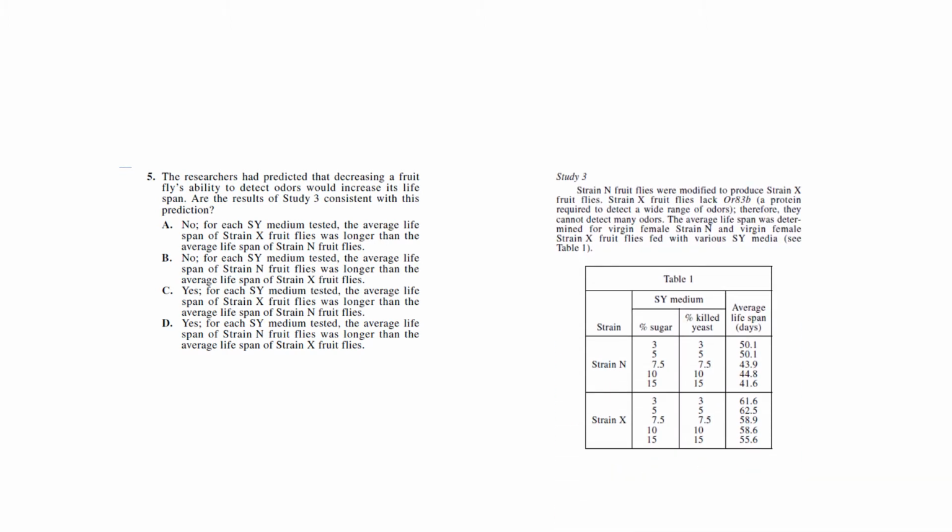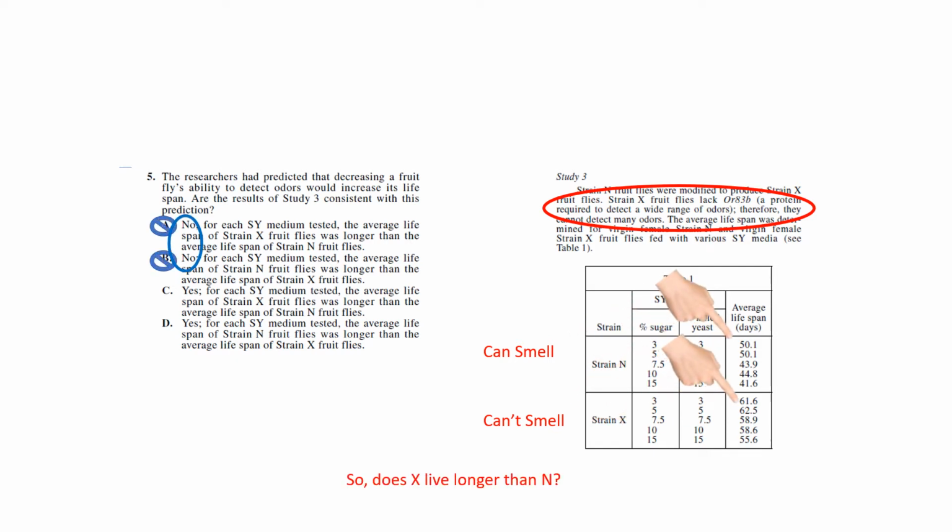The researchers had predicted that decreasing a fruit fly's ability to detect odors would increase its lifespan. Are the results of study 3 consistent with this prediction? So we see in study 3 that strain X cannot smell, strain N can smell. So we're going to look at the percent mediums tested. We're going to see which one lives longer. Does X live longer than N? Yes, it does. So decreasing a fruit fly's ability to smell does increase its lifespan.